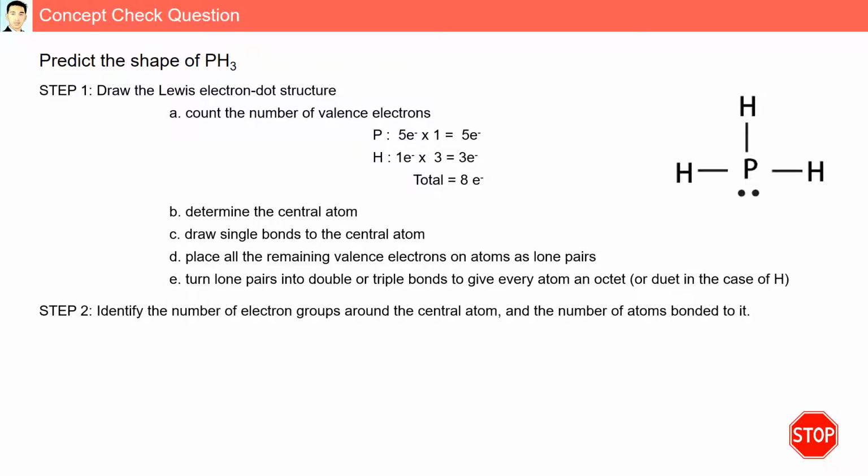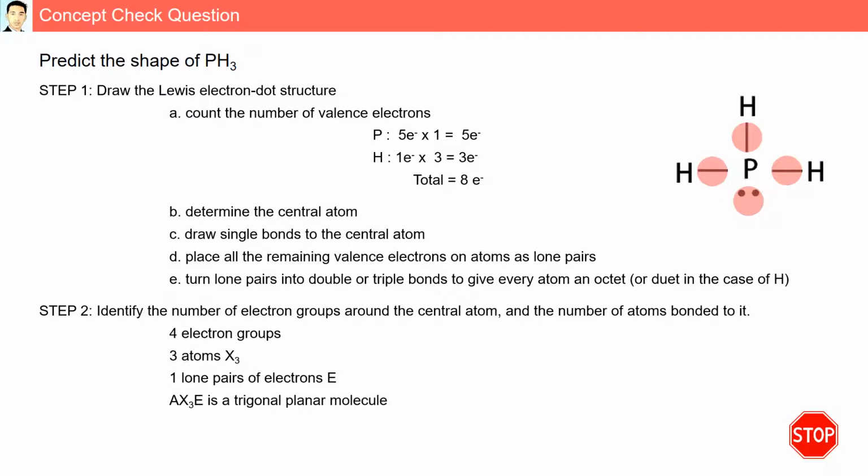Step 2. Identify the number of electron groups around the central atom and the number of atoms bonded to it. Here we have 1, 2, 3 bonds around phosphorus and a lone pair. So we have a total of 4 electron groups around our phosphorus. There are 3 atoms surrounding phosphorus, 3 hydrogens, which gives us X3. And there's 1 lone pair, which gives us E. The formula is AX3E. This is a trigonal planar molecule. PH3 is a trigonal planar molecule.